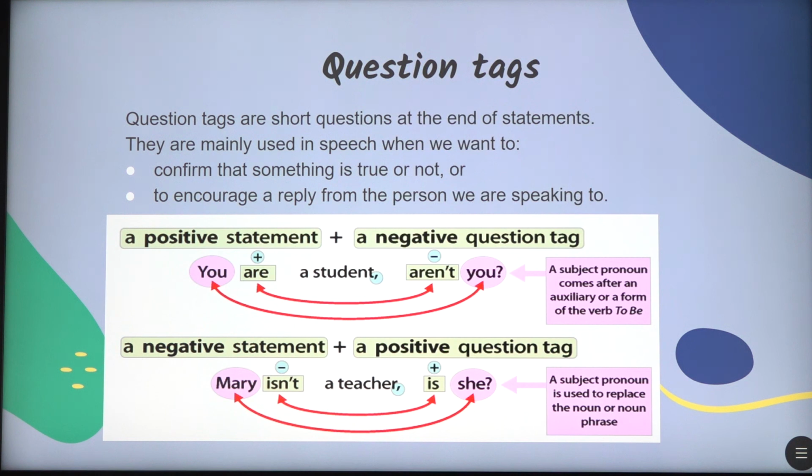Furthermore, we are going to continue with the question tags. Question tags are short questions at the end of the statements.